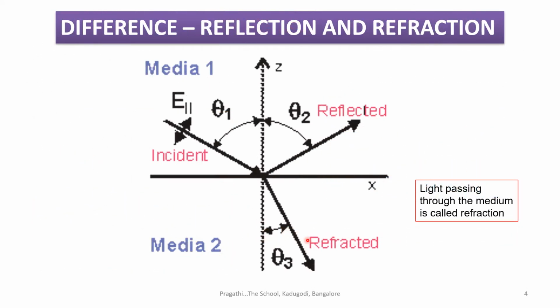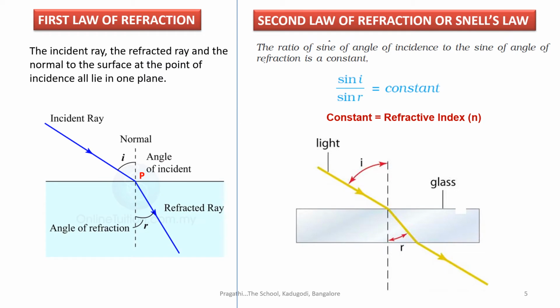Forgot to explain you one more thing. This is called the incident ray. The reflected light is called the reflected ray. The refracted light is called the refracted ray. Understood? Incident ray, this is reflected ray, and this is refracted ray. See here, the incident ray is coming from one medium, coming straight, but whenever the second medium starts, it changes its direction. That is called the refracted ray.